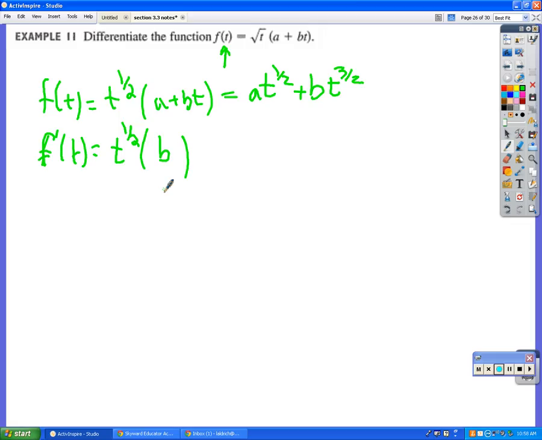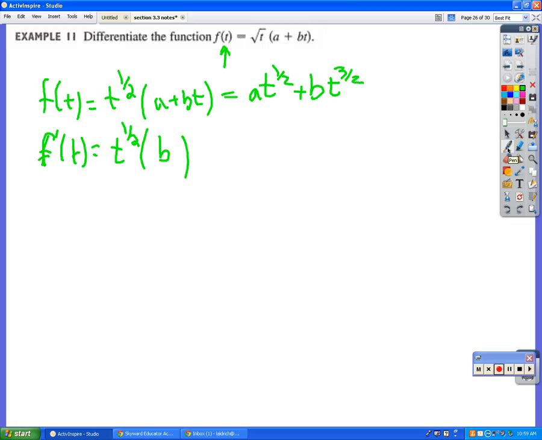Okay, think of it like this. A and B are numbers, right? So what is the derivative? Number 0. What is the derivative of 3 plus 2t? That's 2. So if it's a plus bt, then it's just going to be b.